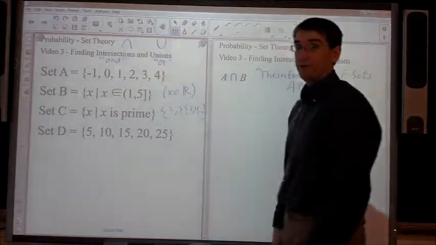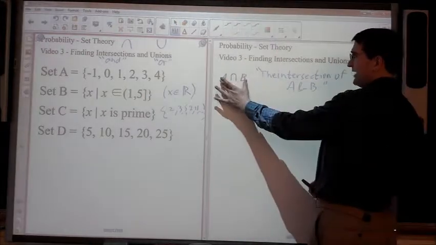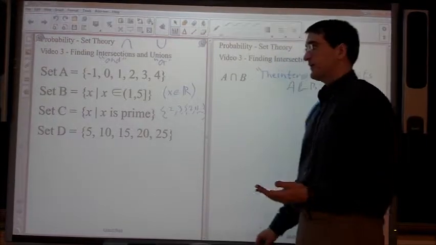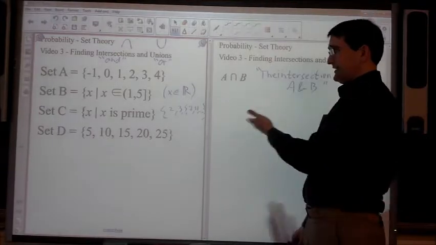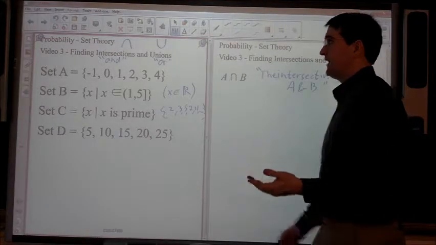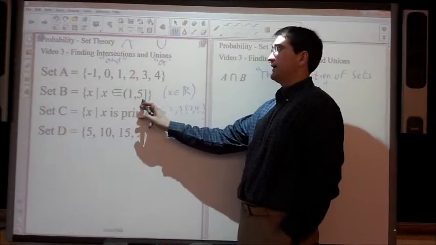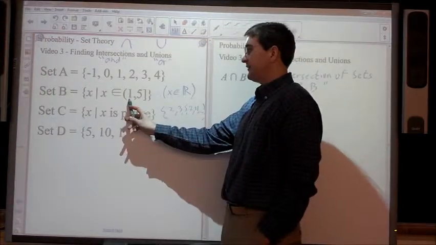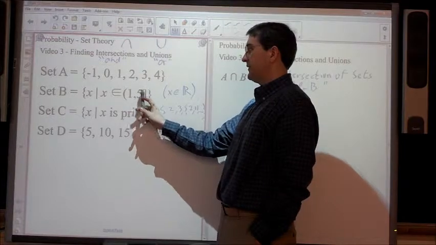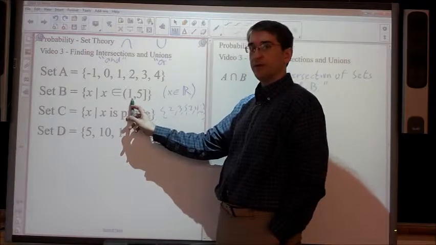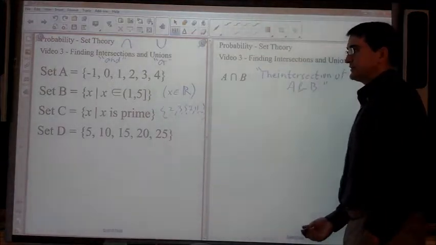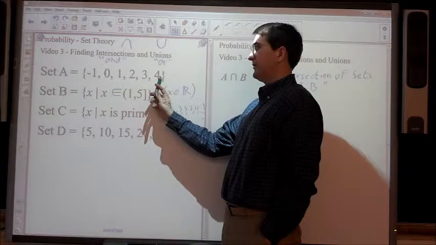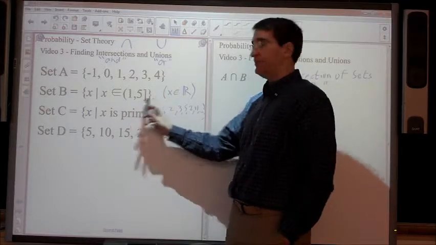When we want the intersection of A and B, what this is asking is what is in that overlap. What can we find in both sets A and B? Set A is this list of numbers. Set B is all real numbers between 1 and 5, including the 5, but not including the 1. So it's just a matter of asking which of the elements of set A are also in set B, because it's the overlap. We're looking for the "and."